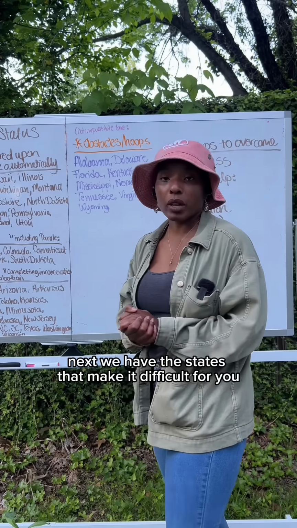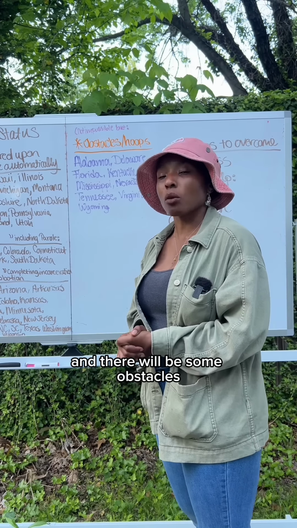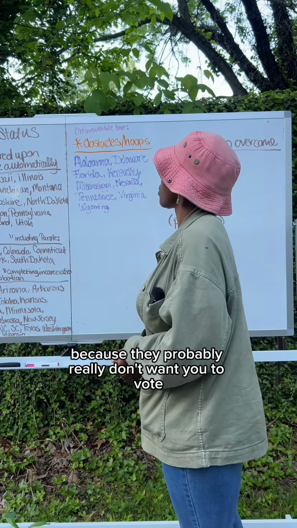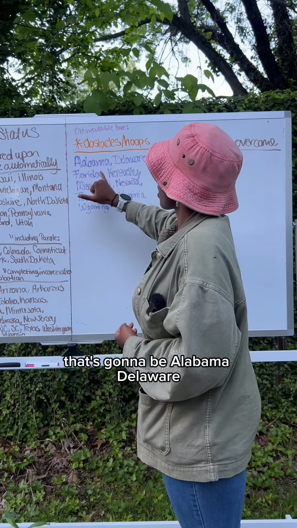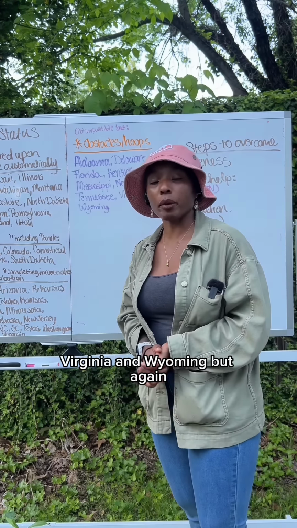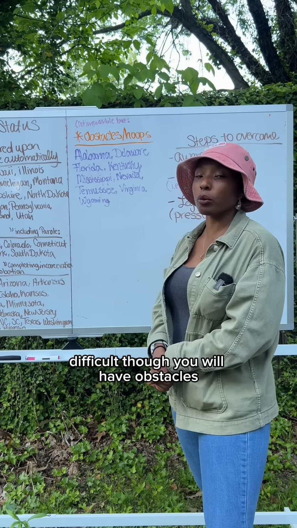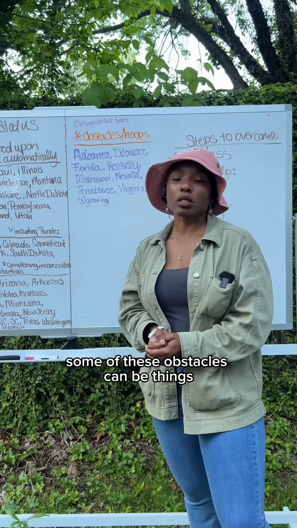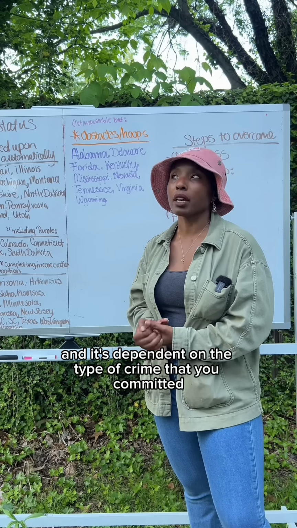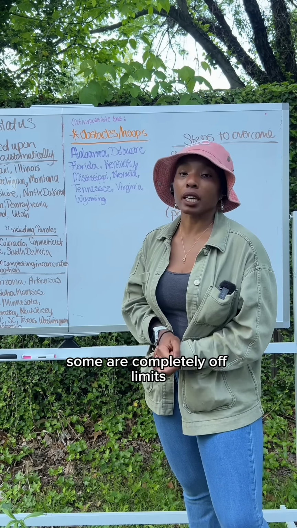Next, we have the states that make it difficult for you. They will make you jump through hoops, and there will be some obstacles because they probably really don't want you to vote. That's going to be Alabama, Delaware, Florida, Kentucky, Mississippi, Nevada, Tennessee, Virginia, and Wyoming. But again, it is not impossible. Difficult though, you will have obstacles. Some of these obstacles can be things like getting a pardon from your governor, and it's dependent on the type of crime that you committed or that you received the felony for. Some are completely off limits.